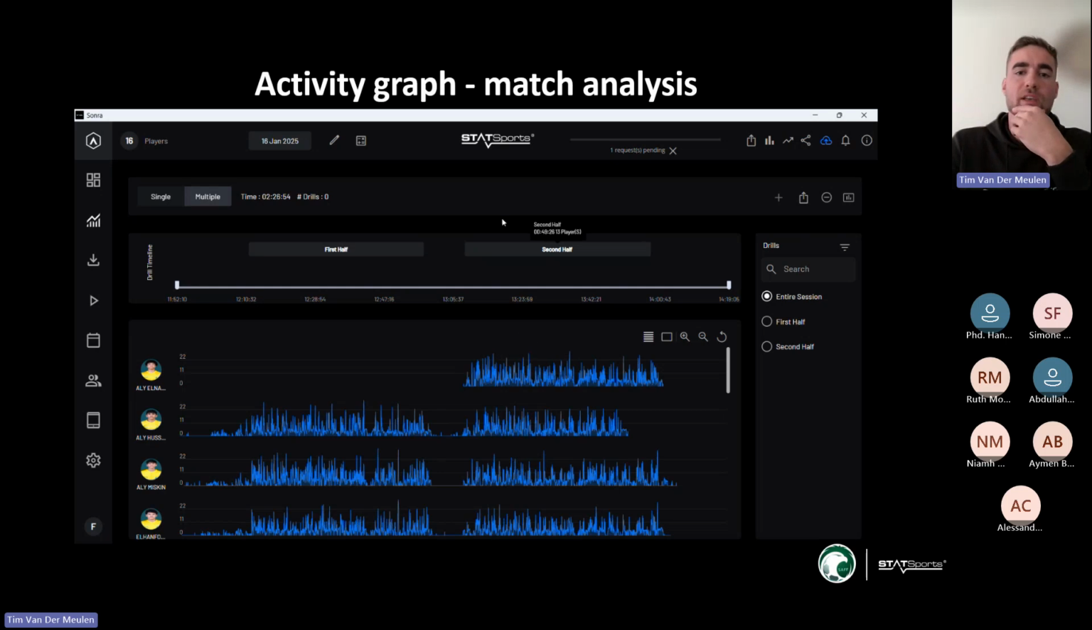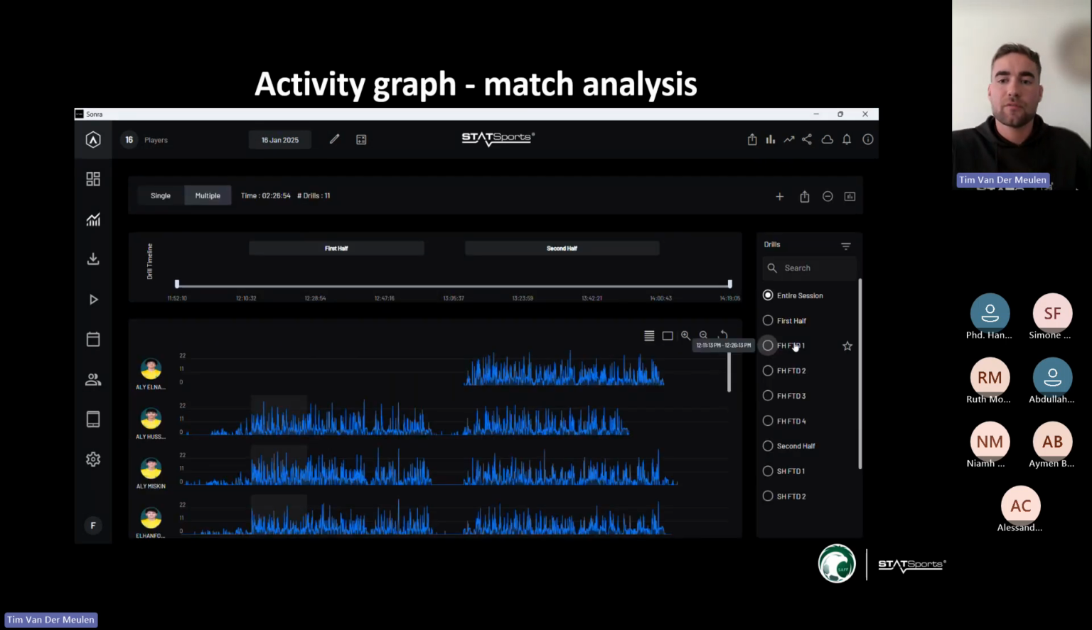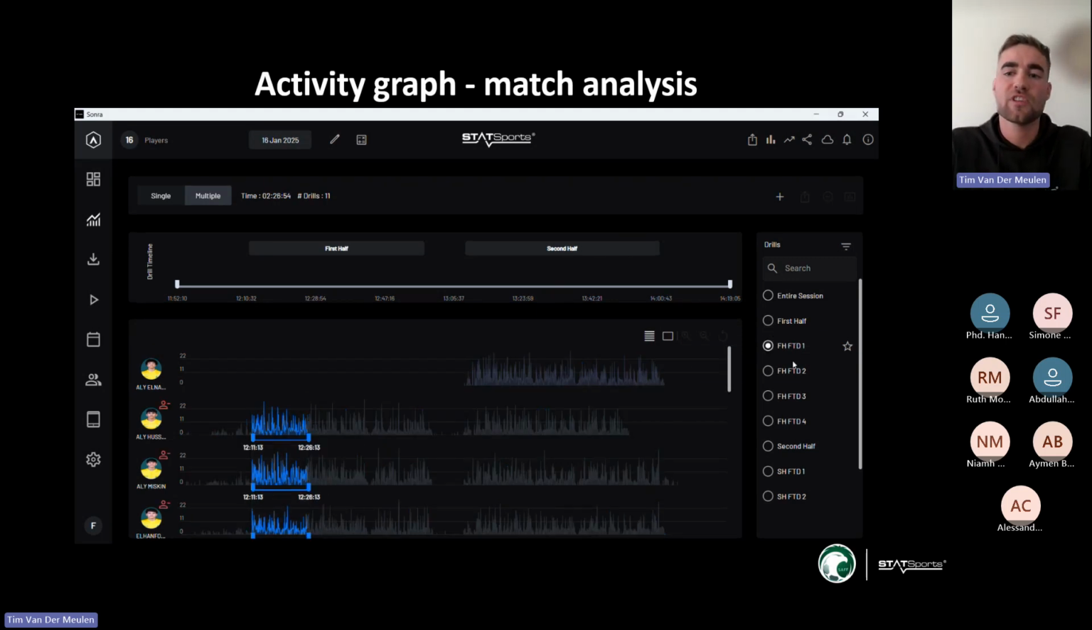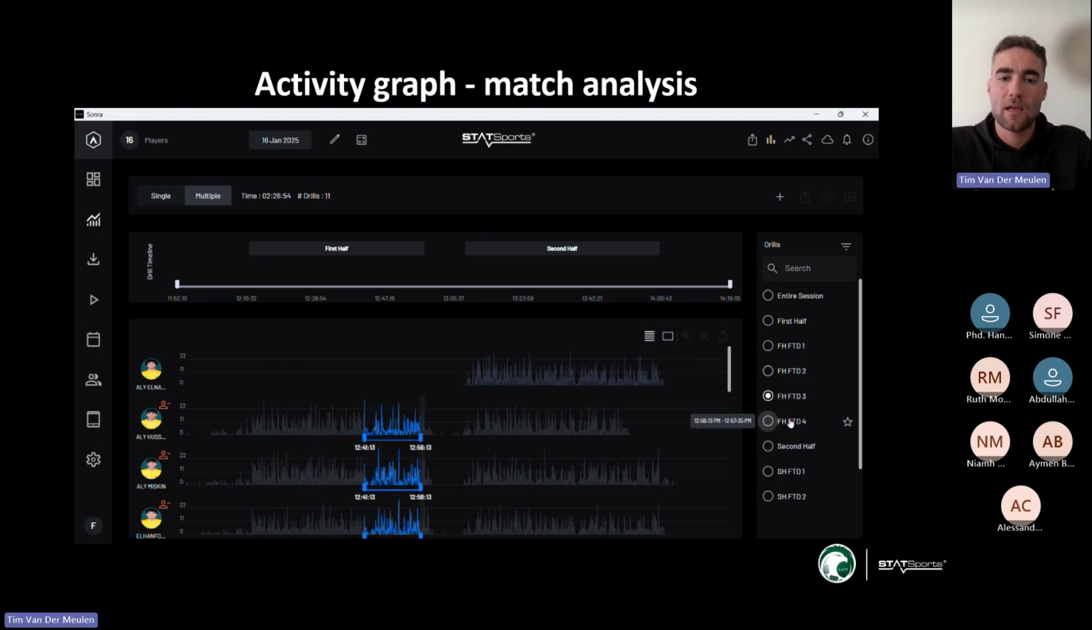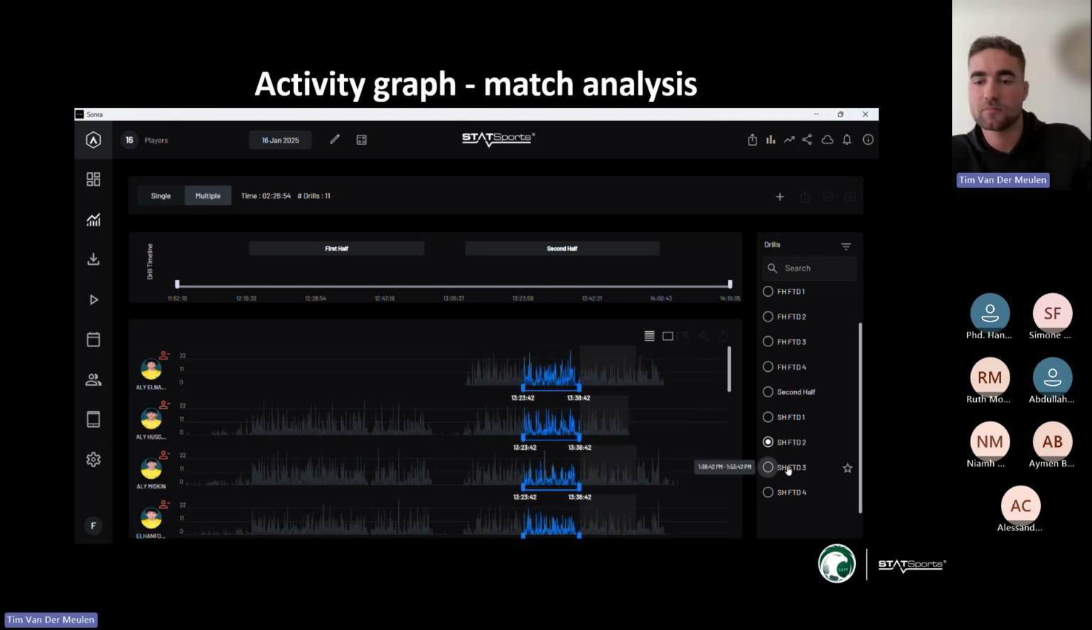And that was based on the duration of 15 minutes, which can be set in the settings and then drills. So I've created specific period blocks of the match, dividing the first and the second half into 15-minute blocks. So for the first half with extra time, and also for different 15-minute blocks for the second half, to basically build a better structure to analyze the data.